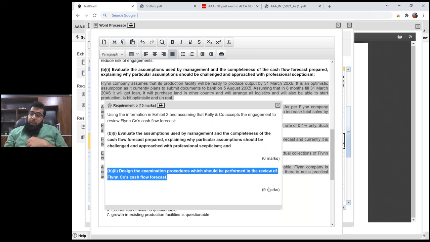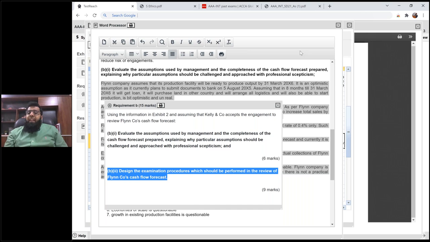Now, this is of 9 marks. 9 procedures. We'll look at the forecast and we'll design the procedures. Like you will say that we will take the breakup of the operating expenses. We will take the breakup of the capital expenditure. We will check the opening cash balance. We will look at the loan agreement to confirm the finance cost. Simple procedures. 9 easy marks.